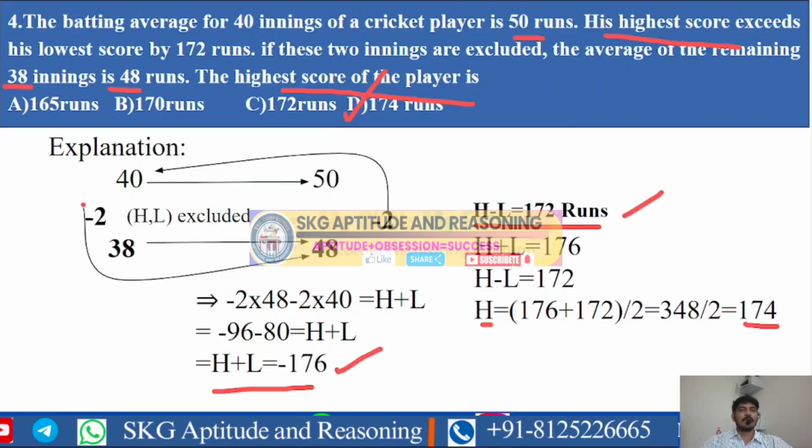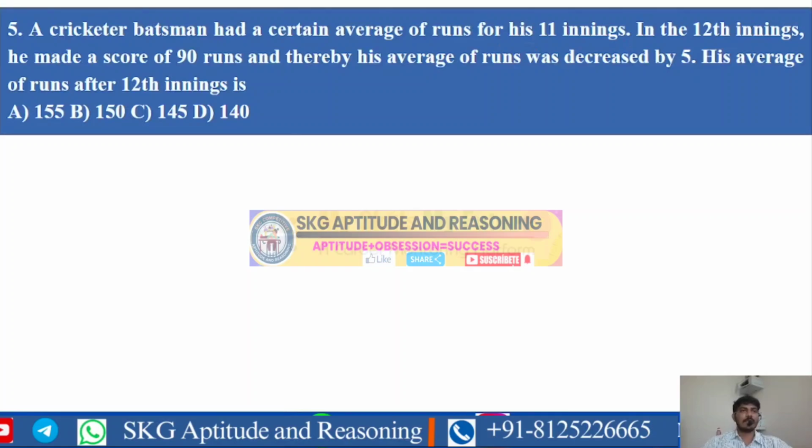Okay, having understood this problem, we are moving to the next question. What is given in the next question is that a cricket batsman had a certain average of runs for his 11 innings. So for 11 innings, he had some X average. Let us assume for 11 innings, the batsman has an average of X runs. Next, in the 12th innings, he made 90 runs, and thereby the average was decreased by 5 runs.